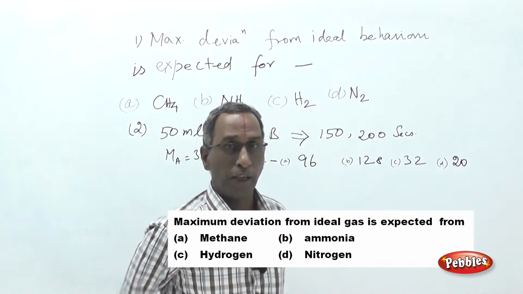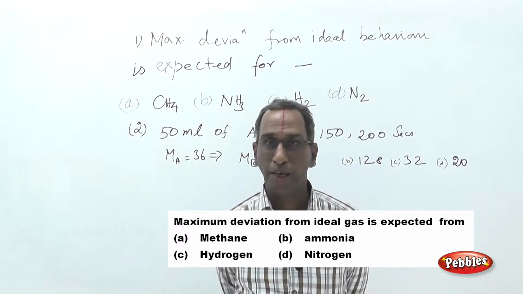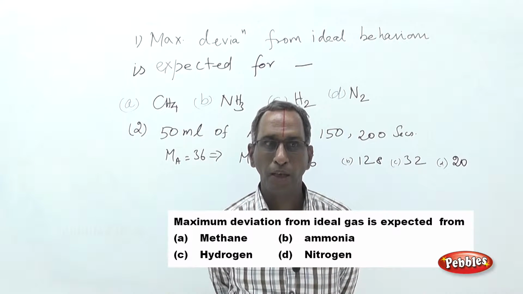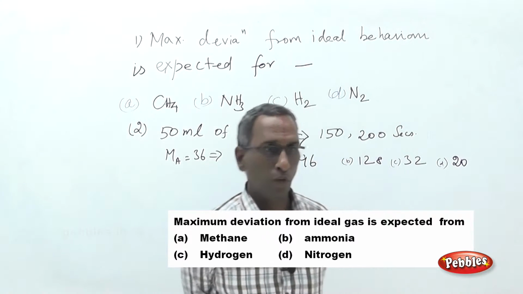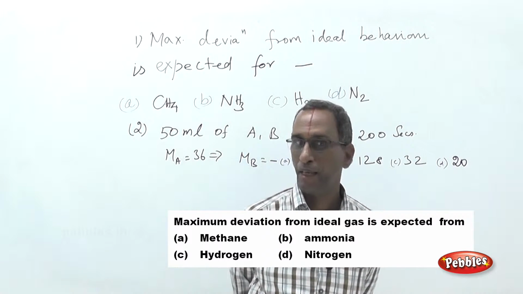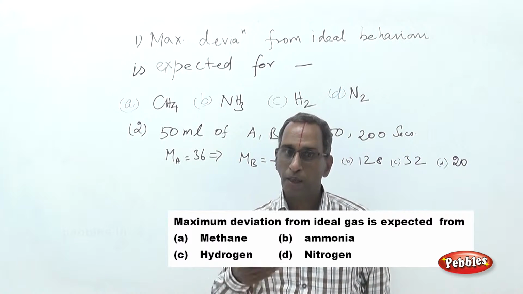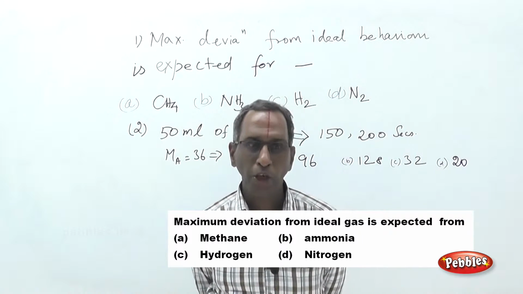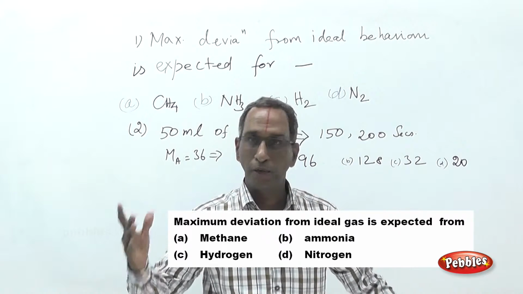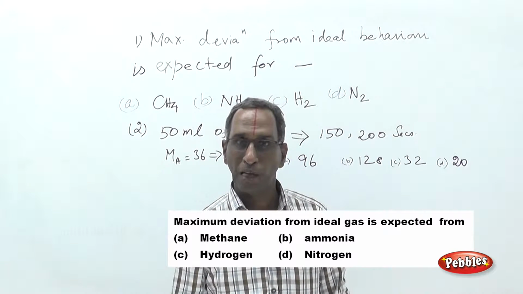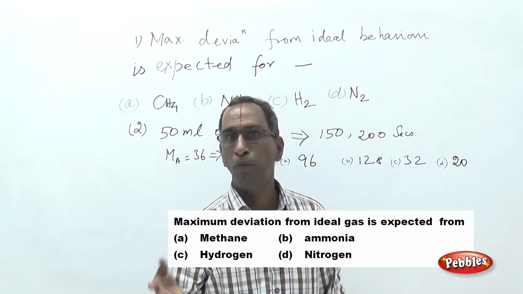First we have to recall the condition for ideality. The condition for ideality is that molecules should be freely moving. Which molecules are more freely moving? They are more ideal. That is why the condition for ideality is high temperature and low pressure. Under conditions of low pressure, volume is very high, enormous space is available for molecules to move, so they can move freely.